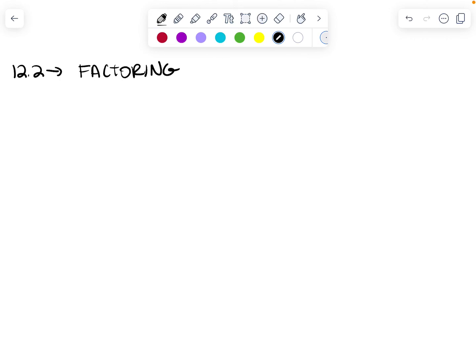All right, video on 12.2 for factoring. So the 12.2 standard officially says I can write a quadratic expression as a product of its factors. So what does that really mean?